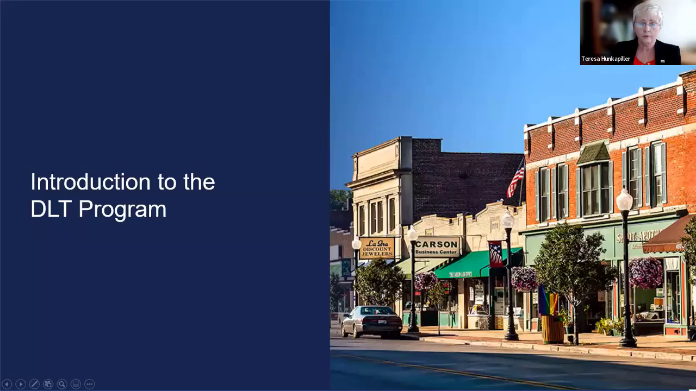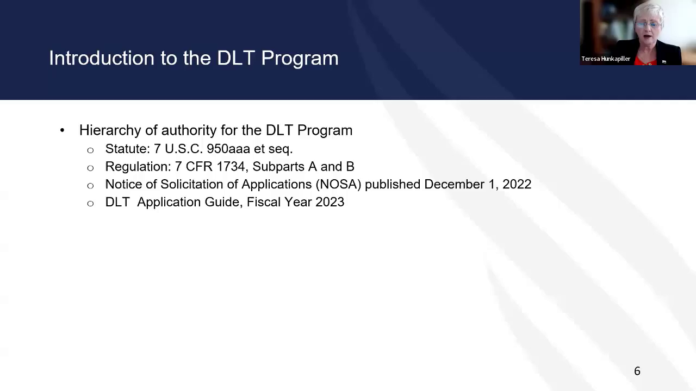All right. The DLT program is codified in law in the United States Code 950, and we have a regulation that is 7 CFR 1734, subparts A and B. This is the actual Code of Federal Regulations that governs what we do and how we do it. We also have a published notice of solicitation of applications, and it also gives more detail. And we also have a very lengthy DLT application guide, which gives even more detail. I will make note if for any reason anything has not been caught in our screening, the regulation will be the ultimate source. So if you accidentally find something in the application guide that does not line up with regulation, then indeed the regulation is our source.